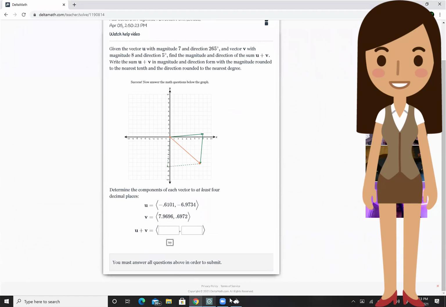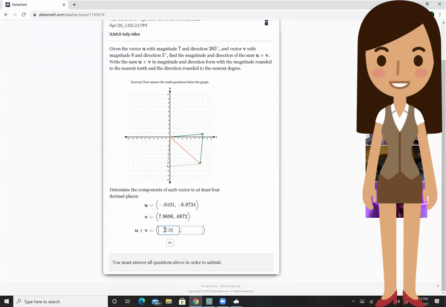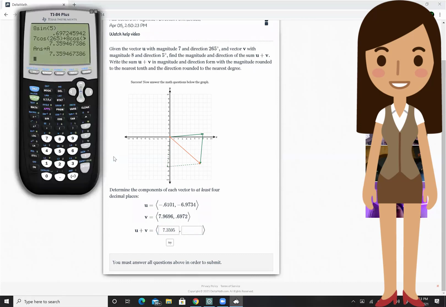And now we're just adding the x components and adding the y components. So I'm going to scroll up until I see the cosines. This was the cosine one. Push enter. If you don't want to see all those decimals, you can do this one, guys. Enter, close, plus, and let me just grab the one that says 8 cosine. Close it up, and I'm going to store this to alpha A because that's what I did last time. 7.3595.